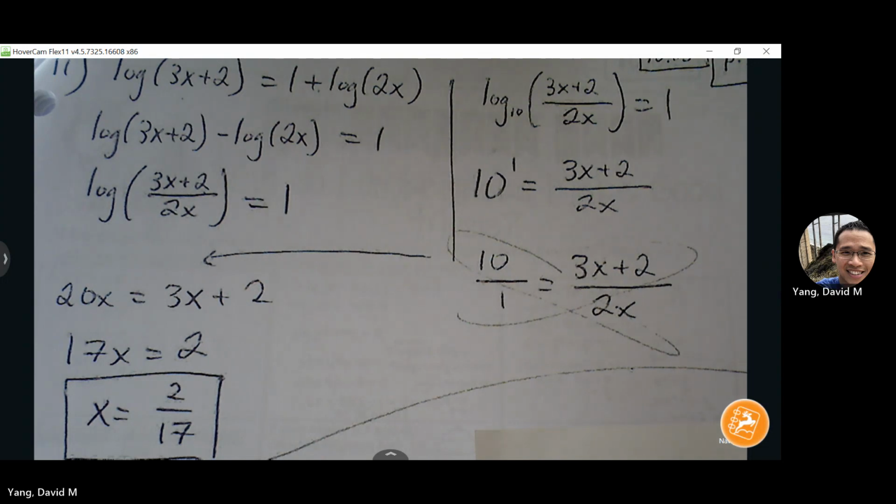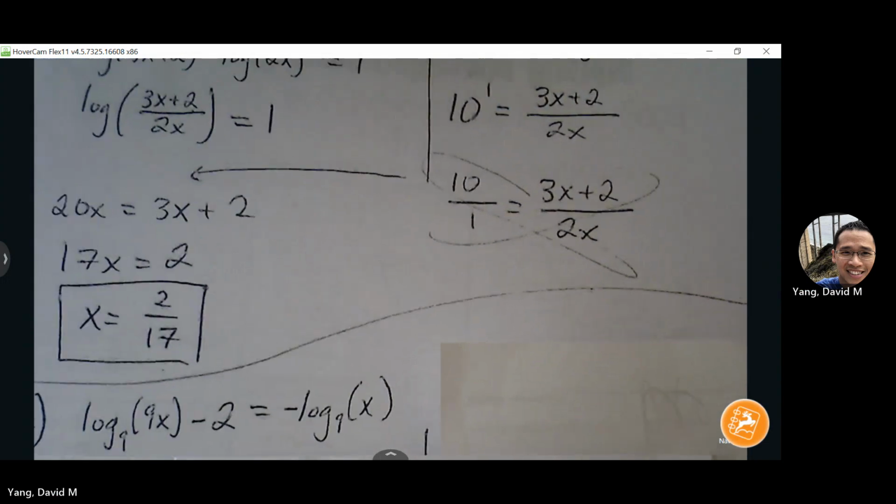Okay, number 12. Same idea, get the logs on the same side. Get the 2 on the other side.